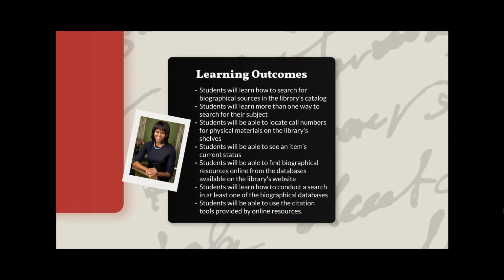This presentation will teach students how to search for biographical sources in the library's catalog and how they can conduct those searches in a few different ways. Students will be able to locate call numbers for physical materials on the library's shelves and learn how to see if those items are available and how they can put them on hold if they are unavailable.